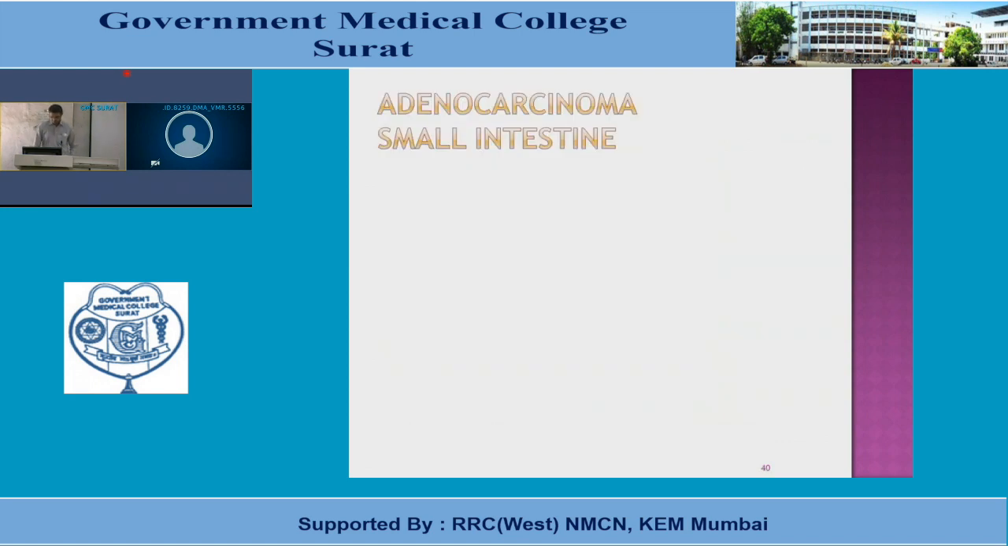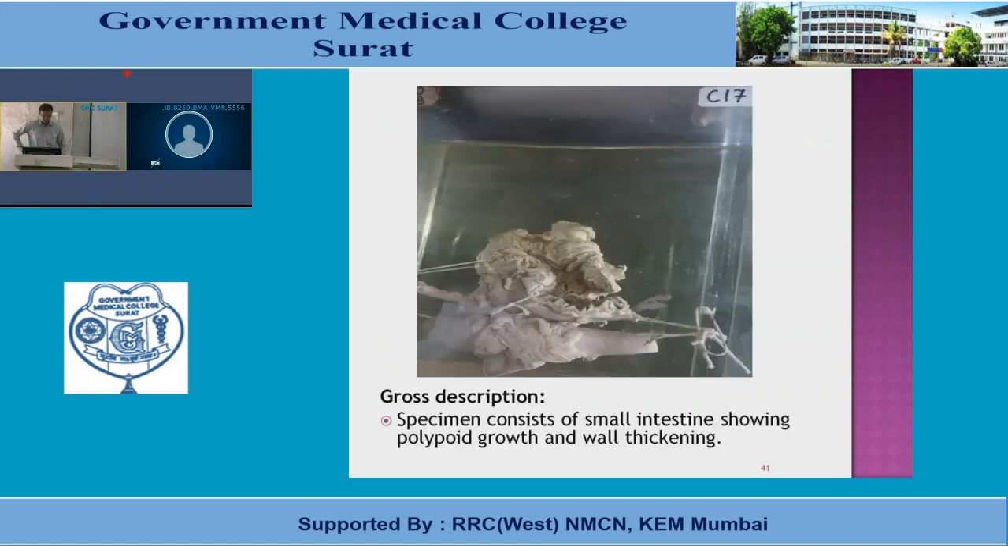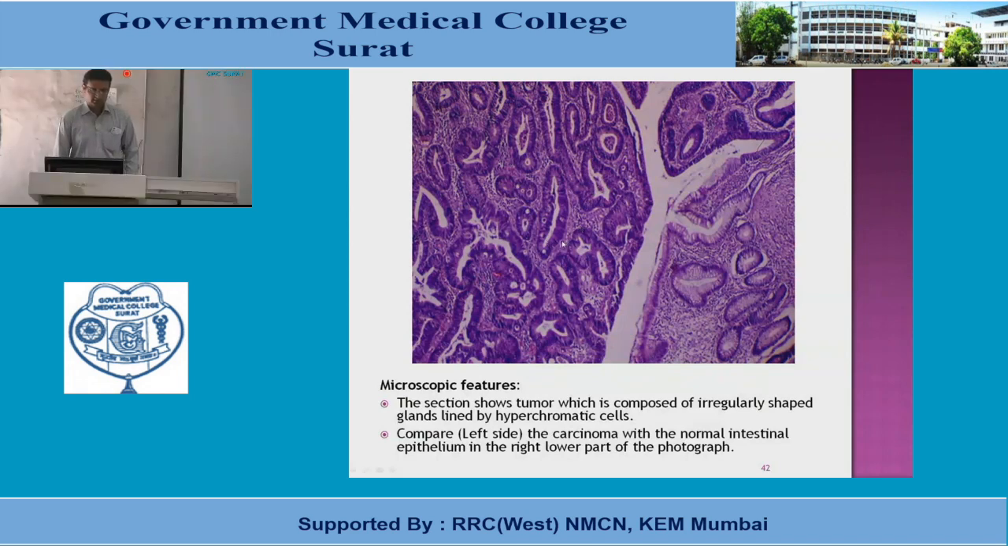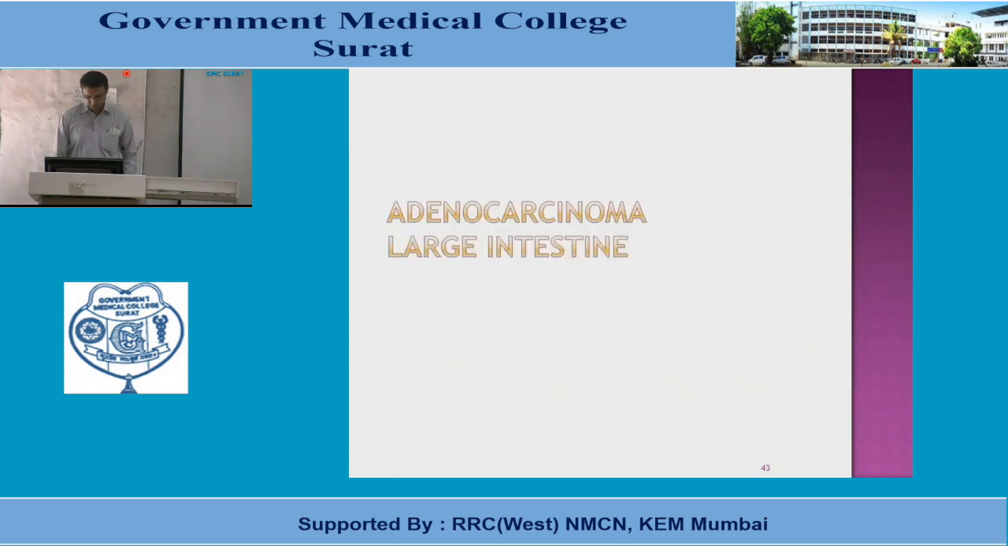Now, adenocarcinoma of small intestine. See, here there is a gross examination of small intestine showing polypoid growth and wall thickening. See, there is wall thickening, and here there is a growth of small intestine. Here there is again malignant adenocarcinoma, where there are more crowded, irregular glands with cytological atypia, abnormal mitotic activity, high NC ratio, etc.